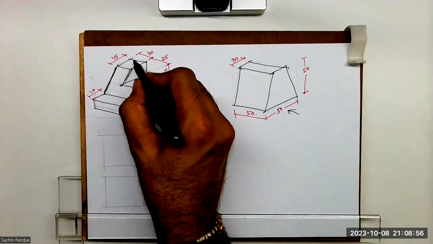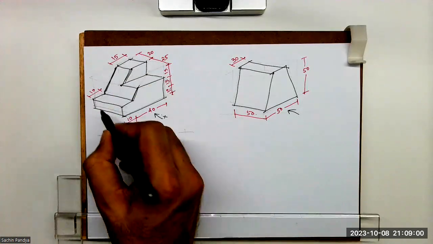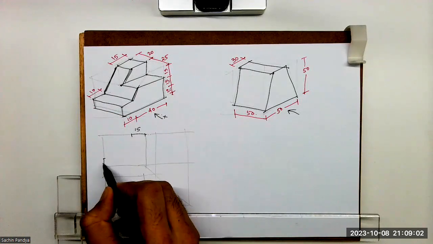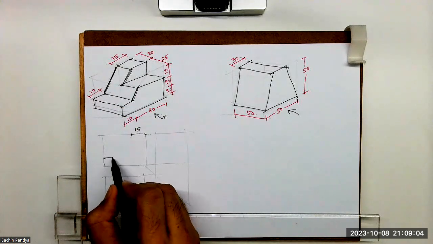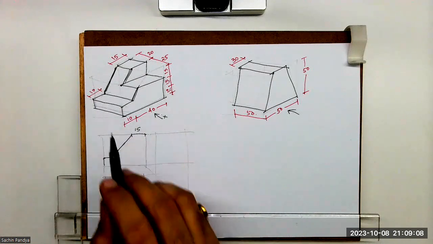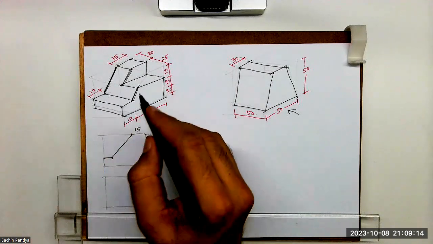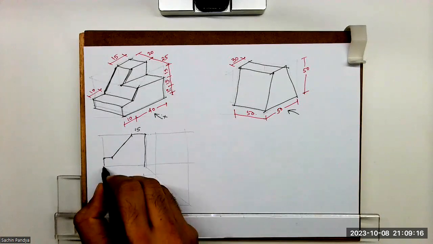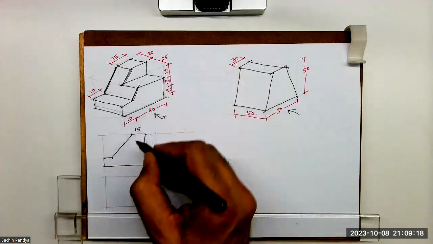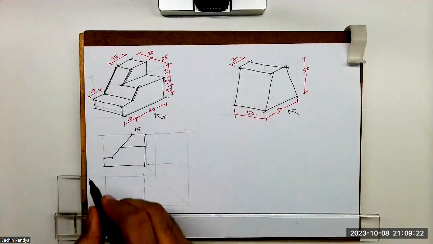Now to draw the slope, how much is this? 15. So I will take 15 from here. How much is this height? 10. And how much it goes inside? 10. So I will draw that slope first. So remember, whenever you come across any problem which has a slope, we'll draw that slope first, and then we'll draw this. And how much is this height? 25. So I'll go up by 25, I will draw a line. So this is how front view will come.